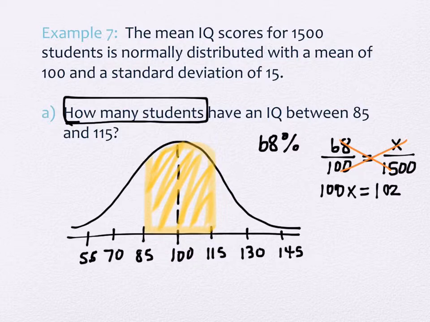102 what? 1,000, so 3 zeros next, yeah? Okay, and then divide by 100 on each side. So how many does this give me? 1,000.